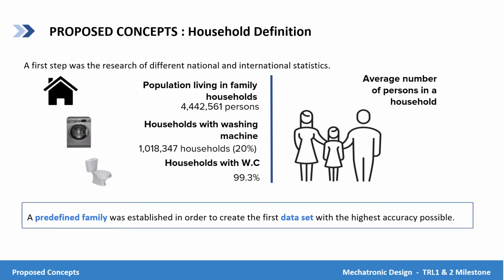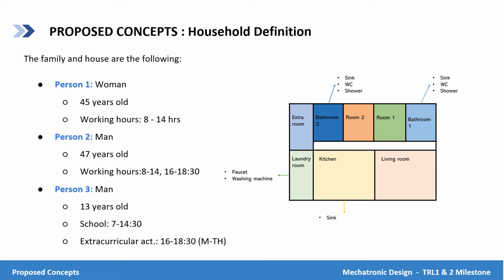In order to start the model for the product, we first had to define a household to work on. Based on INEGI data and other statistics, we decided to create the model based on a 3-person family. Taking this into account, we built a fictional house for 3 people and a routine for them. As you can see, we will be creating a model based on the living situation of a woman 45 years old, a man 47 years old, and a child 13 years old.